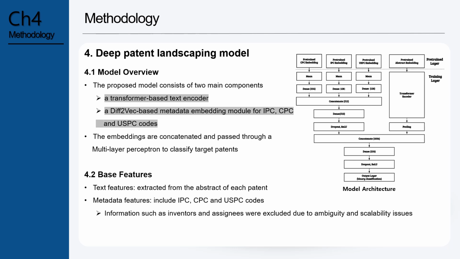Other metadata like inventors or assignees were not used. The author says this because names can be written in different ways, which causes confusion. Also, there are too many unique names, which makes the model harder to train. By focusing only on abstracts and classification codes, the model is both simple and effective. It combines the meaning of the text with the structure of the metadata to improve patent classification.